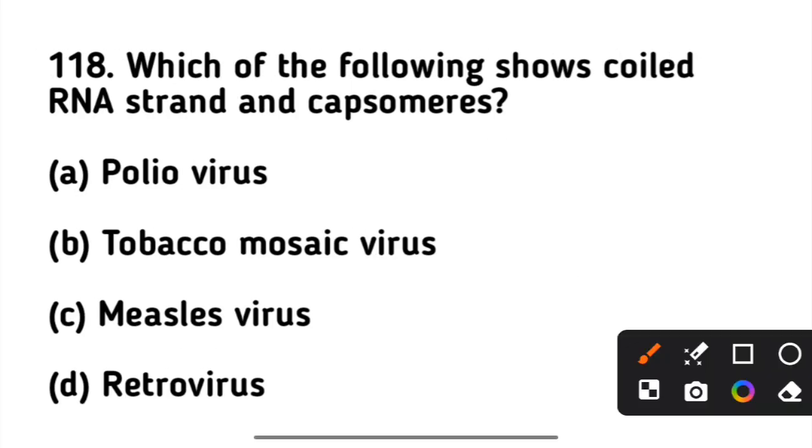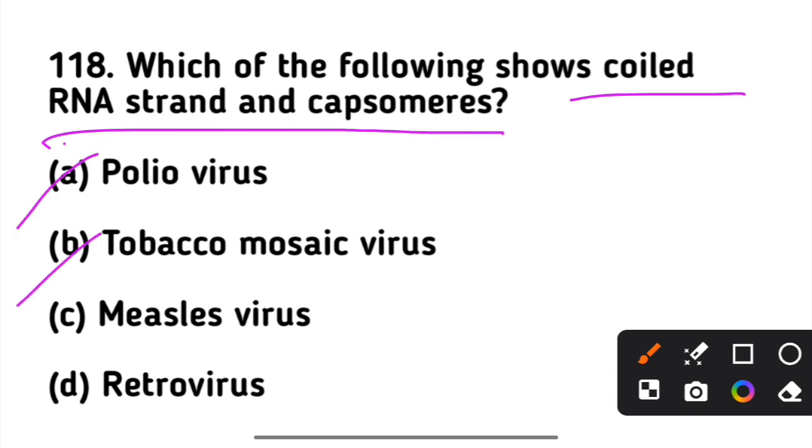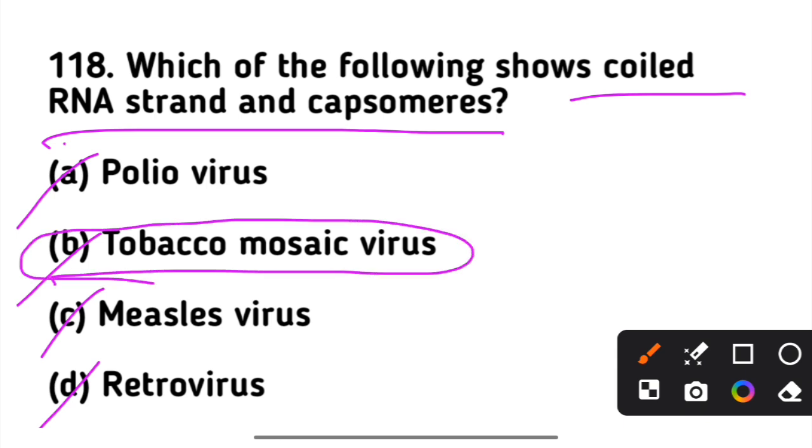Next, which of the following shows coiled RNA strand and capsomers? Poliovirus, tobacco mosaic virus, measles virus, retrovirus. Option B is correct, tobacco mosaic virus.